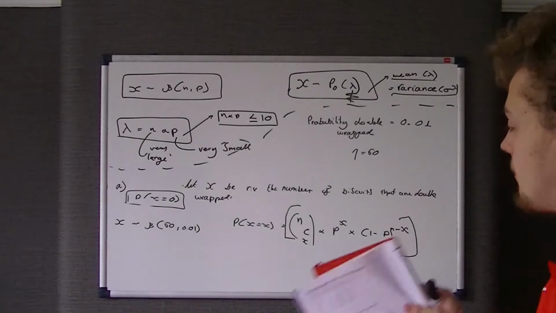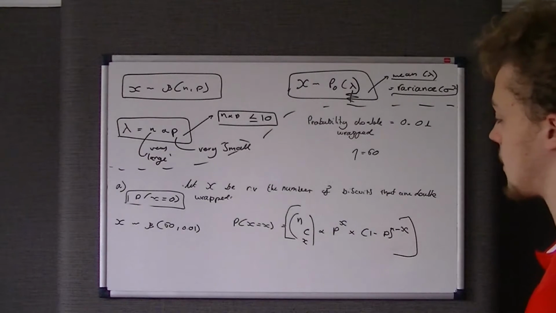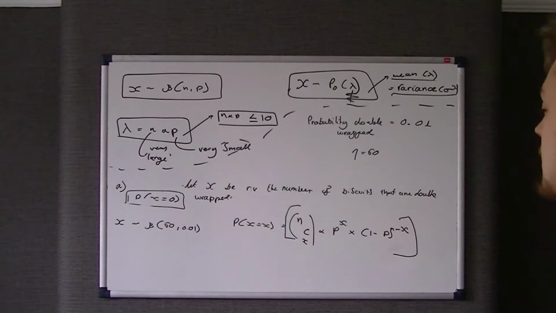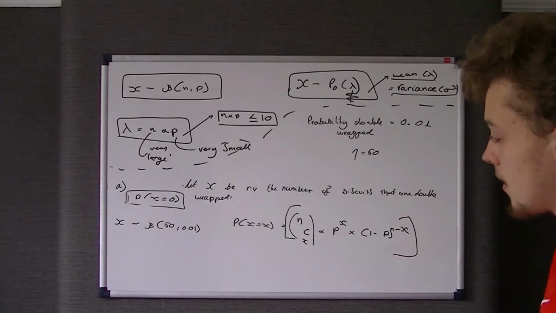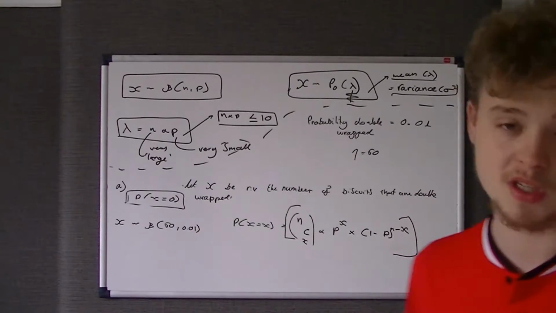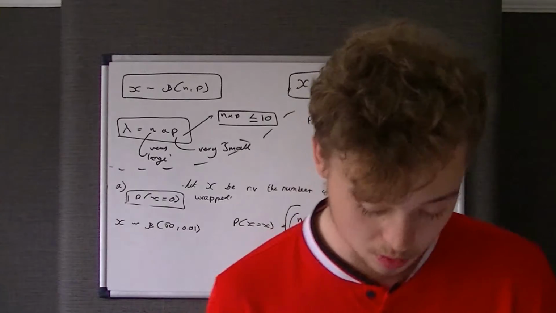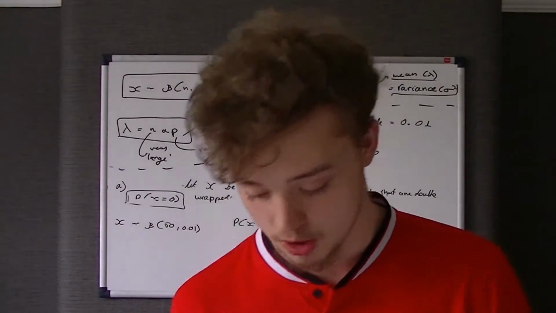But if you're just working out one value, you can simply sub in numbers, okay, so n would be 60, probability of success would be 0.01, and x would be 0. You could sub it into there and you would get a value. Now that's the easy way to do it, but obviously we're going to look at the Poisson approximation to it.